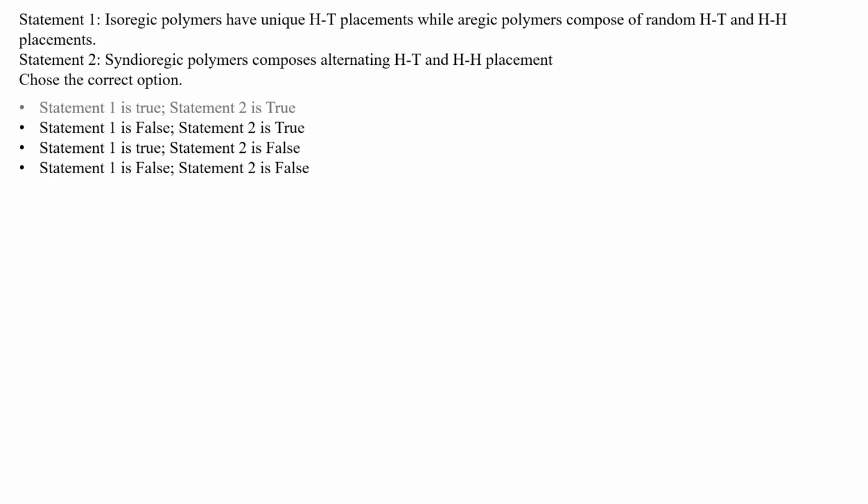So, for the head-tail placements, we can see that a unique head-tail placement is followed in isotactic polymers, atactic polymers are composed of random head-tail, and syndiotactic polymers have the alternating head-tail and head-head placement. So statement 1 is true and statement 2 is also true. This is from the direct definition of the tacticity of the polymers, and the isotactic, atactic and syndiotactic follow the same nomenclature, and because of that statement 1 and statement 2 both are true.